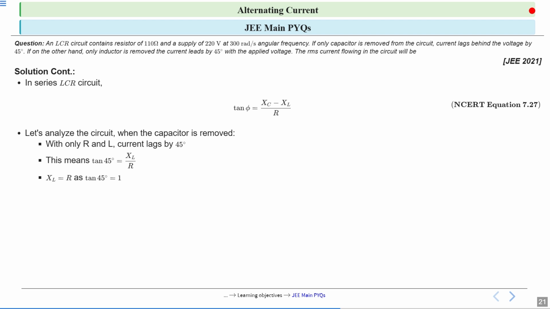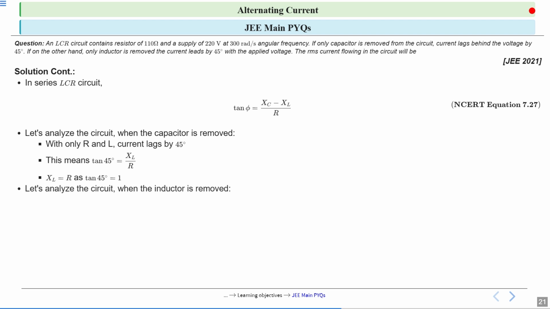That means tan minus 45 degree is equal to minus XL upon R, or tan minus theta is minus tan theta. So minus and minus from both sides will get cancelled out. Tan 45 degrees is XL upon R, and tan 45 degrees is 1. So XL will be equal to R.